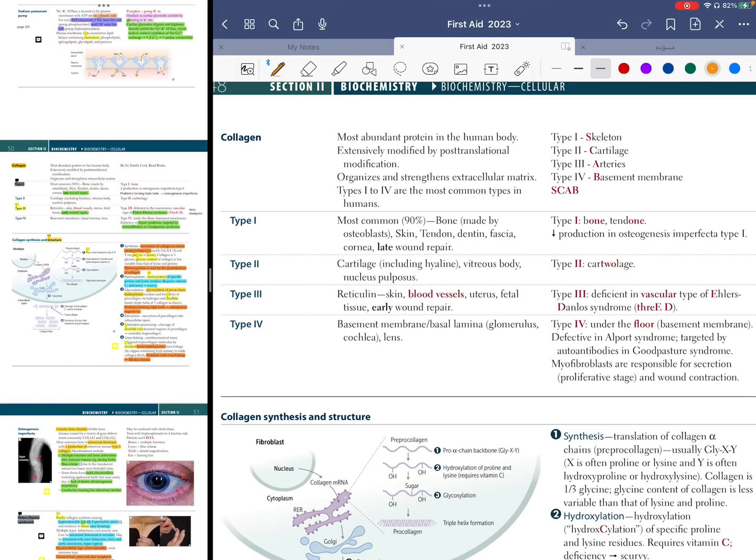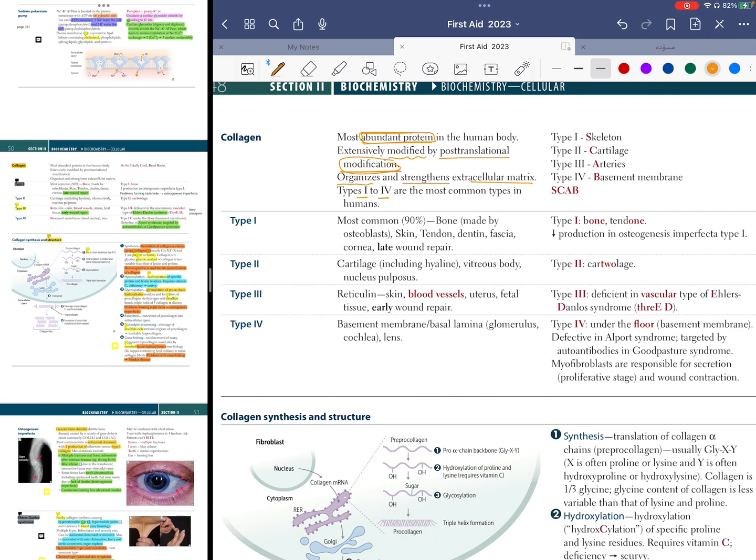Collagen is the most abundant protein in the human body. It is extensively modified by post-translational modification, so after the translation, it does undergo modification. It organizes and strengthens, providing support and organization of the extracellular matrix.